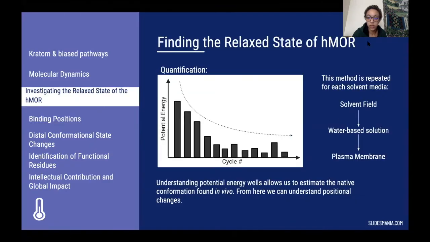Jumping all over the place. So this method would be repeated, but not exactly repeated. We'd start off with our crystal structure and we'd insert it into a solvent field where we would find a minimal potential energy state. From that result, we would take that conformation, place it into a water-based solution, and then make that into a low energy state, and then take that result into our plasma membrane.